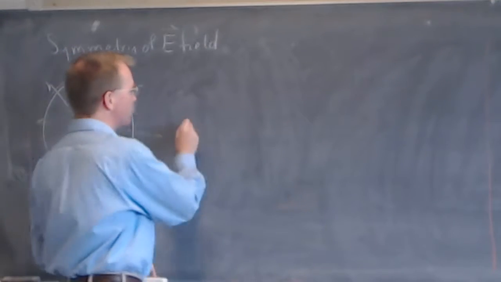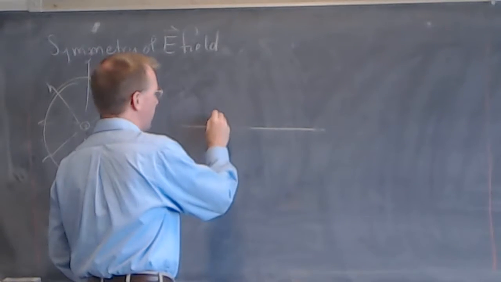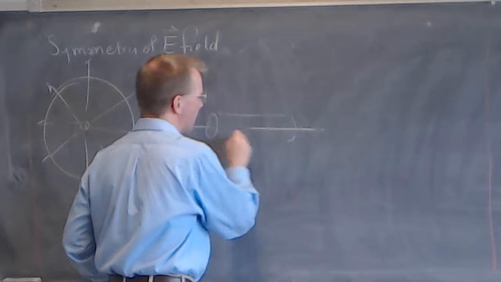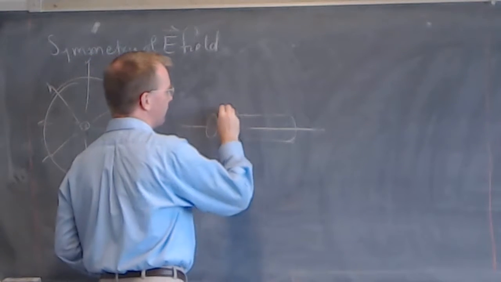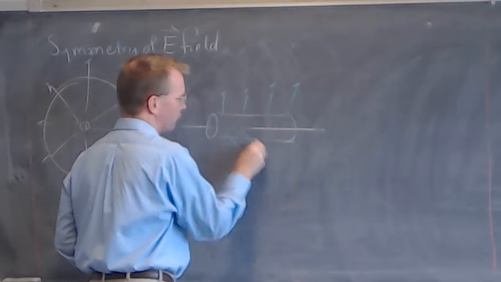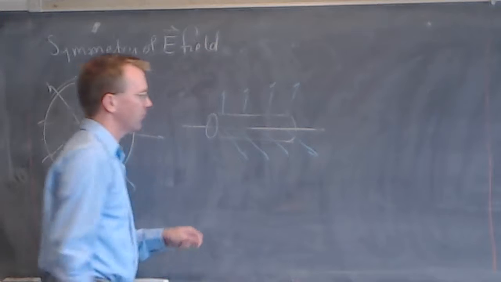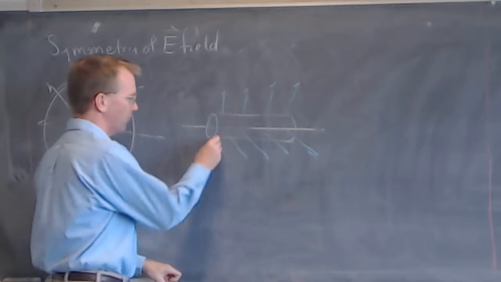What about a charge on a wire, an infinite wire? That has a cylindrical symmetry, where the field lines here have to come out at right angles to the surface of this imaginary cylinder I've drawn around it.